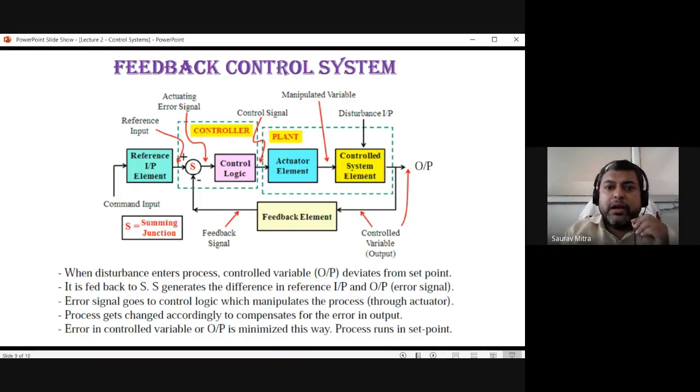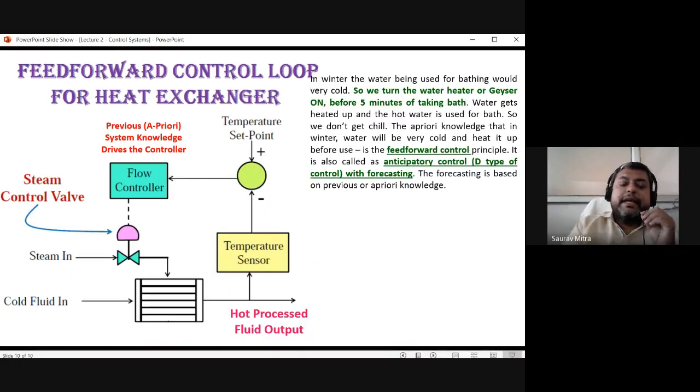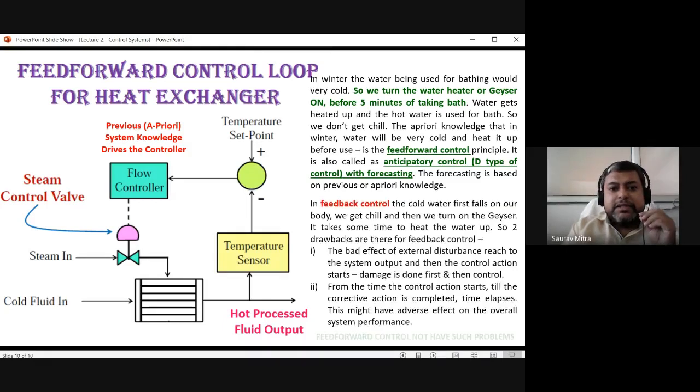This is the whole feedback control system process. Lastly, so this is, I think, the last slide for today. Another important controller I'm going to explain to you is called the feed forward controller. So I told you there are two problems in feedback control. First one is the disturbance affects the output, and second one is it takes quite a lot of time to correct the output and bring it back to the set point value.